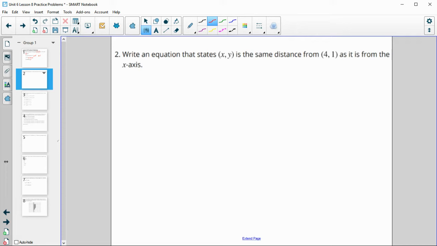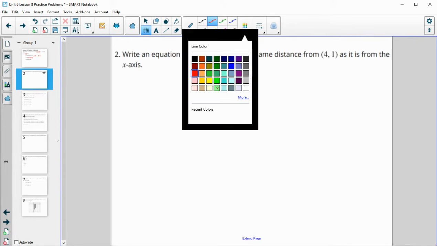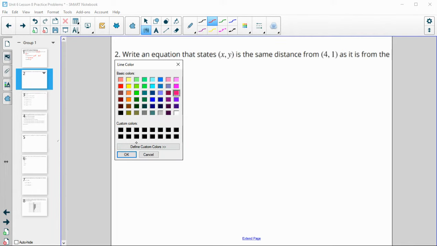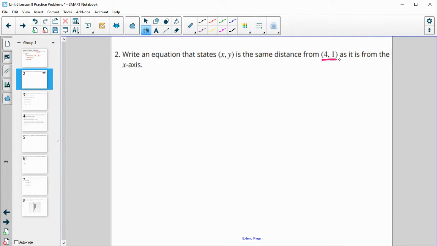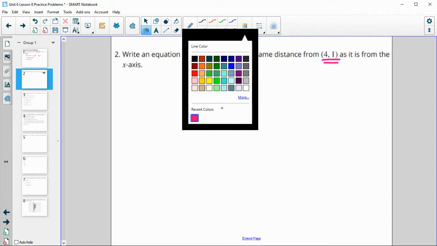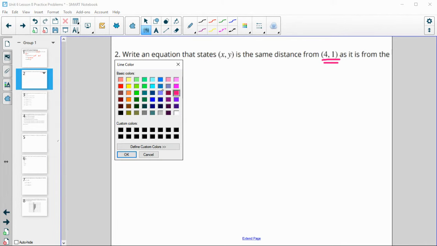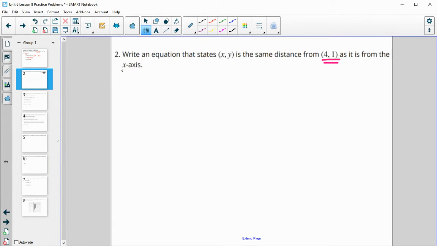For number 2, it says write an equation that states that the point x, y is the same distance from the point 4, 1 as it is from the x-axis. So this is going to be writing a parabola, since a parabola is the set of all points equidistant from a point called the focus, and from the line, the directrix. So here's your focus, and here's your line, the directrix.